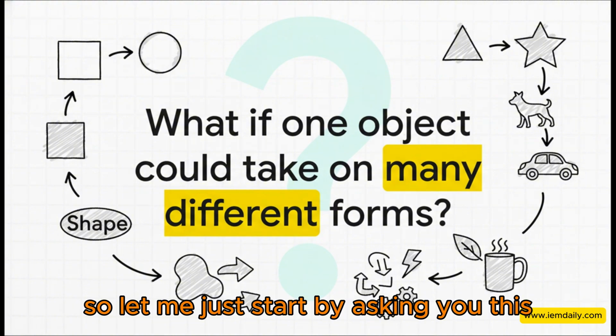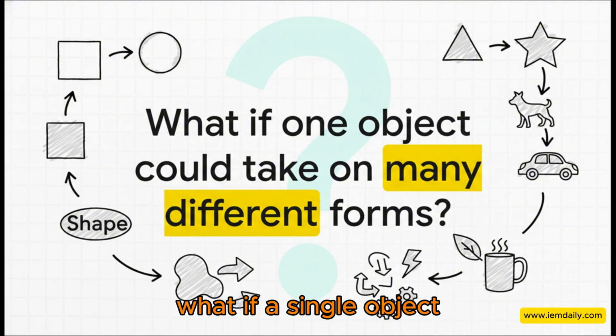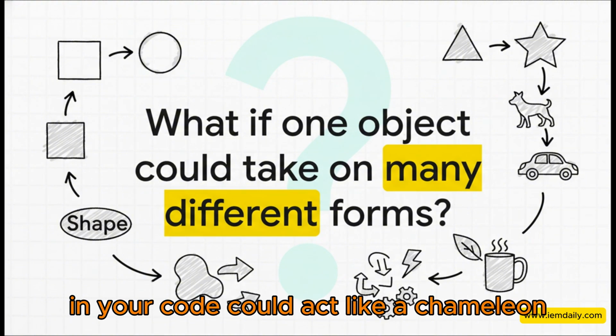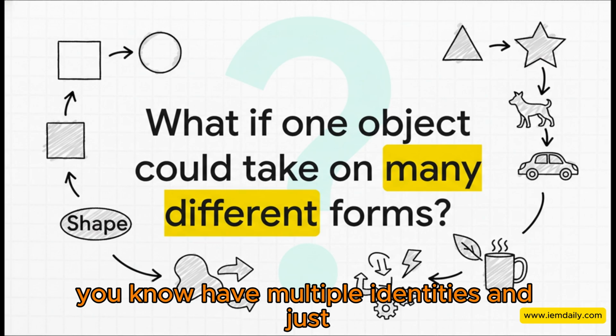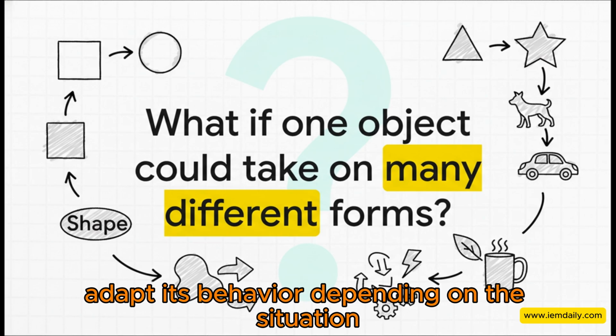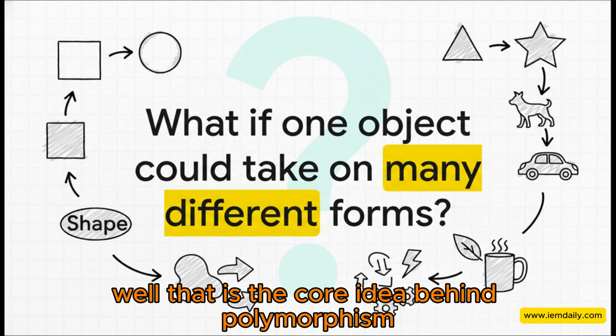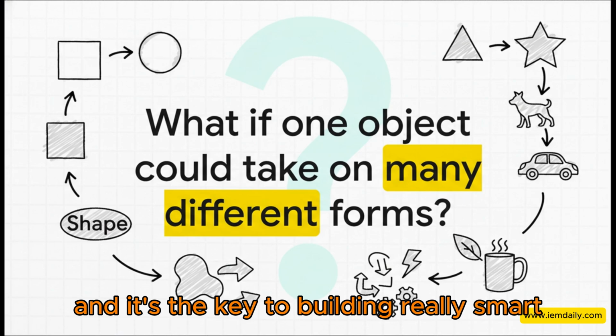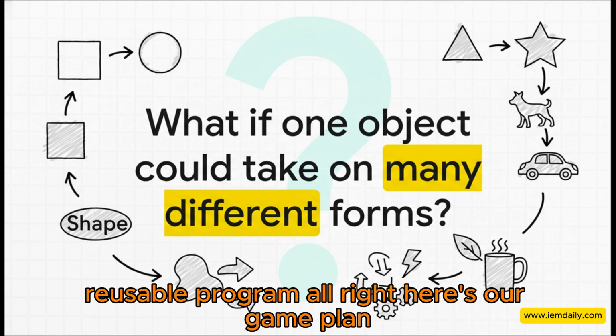So, let me just start by asking you this. What if a single object in your code could act like a chameleon? Have multiple identities and just intelligently adapt its behavior depending on the situation? Well, that is the core idea behind polymorphism, and it's the key to building really smart, reusable programs.